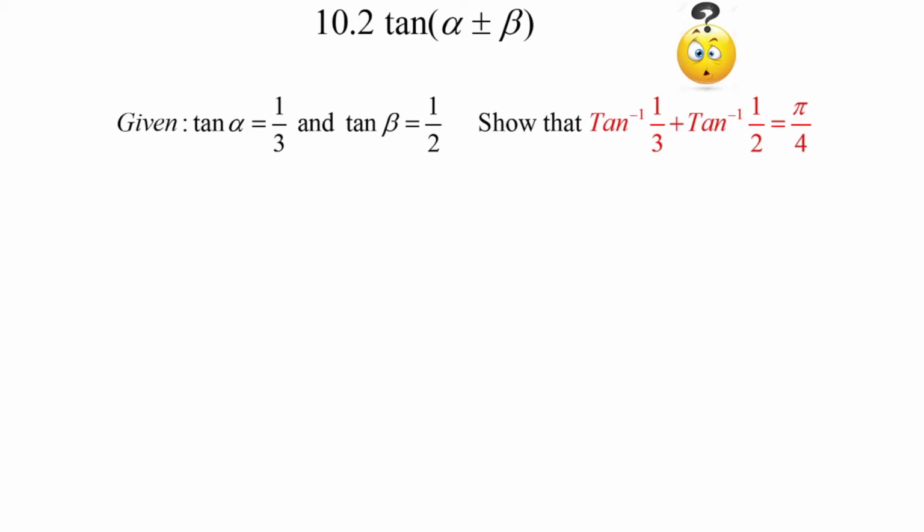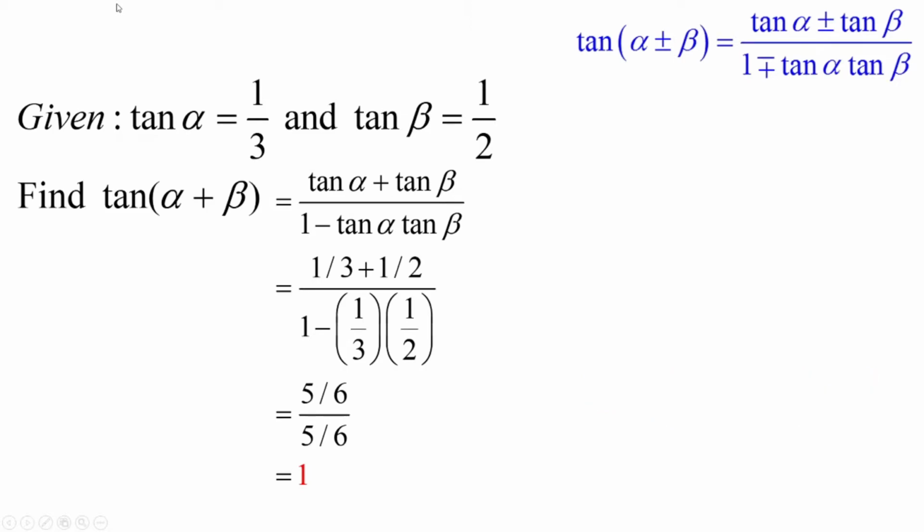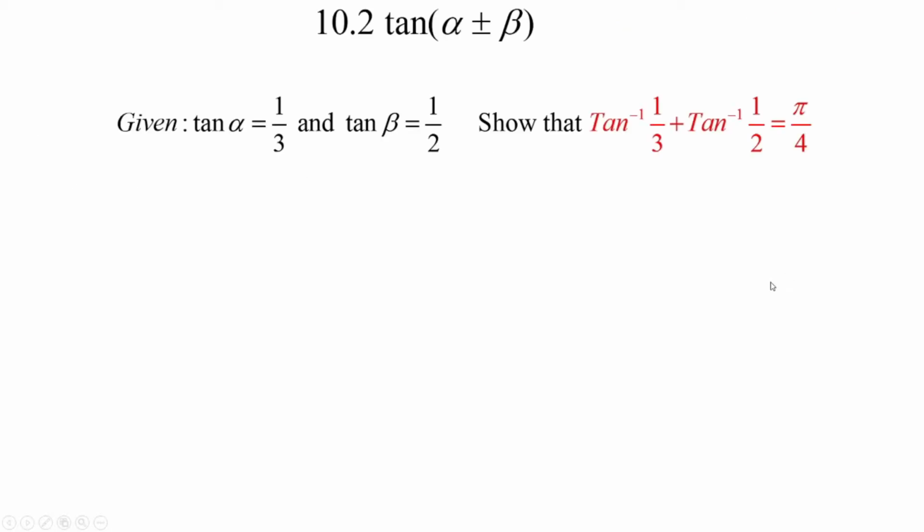Hang on, previous slide. Let me go back a second. Right here. Didn't they give us that tangent of alpha is 1/3 and tangent of beta equals 1/2? And then we found tangent of alpha plus beta, and we came up with tangent of alpha plus beta equals 1. So we get to use our previous problem to do this little proof right here. All right, so this is going to be easy. Again, tangent of alpha equals 1/3 and tangent of beta equals 1/2.